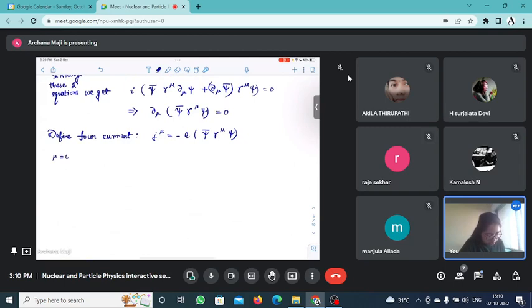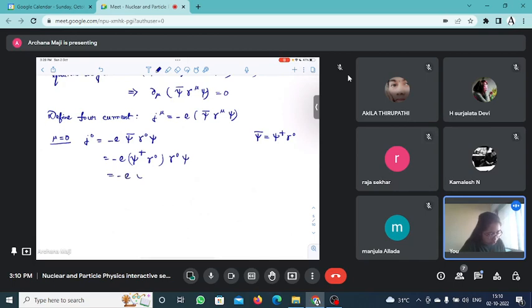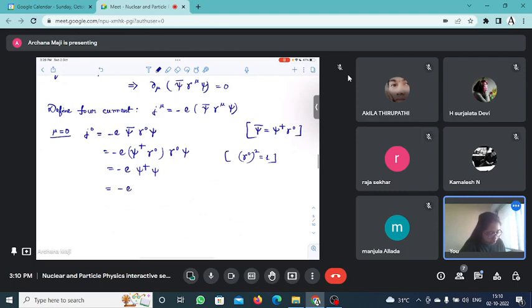For example, for mu equal to 0, J0 will be minus E psi bar gamma 0 psi, and you also know that psi bar is psi dagger gamma 0. So it gives minus E psi dagger gamma 0 coming from psi bar, and then there is another gamma 0, so those two give us 1, since gamma 0 square is equal to 1. So J0 will be psi dagger psi.